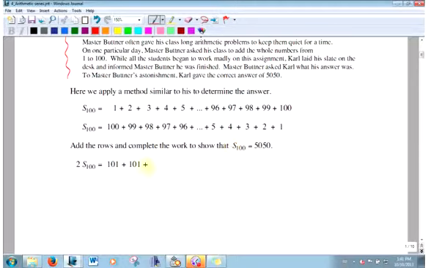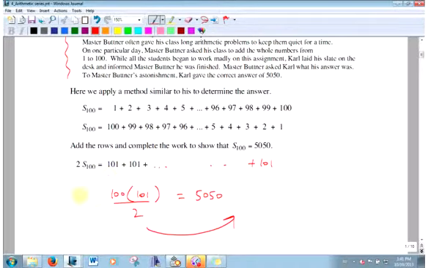Okay? Add the rows and complete to show this is 5,050. Well, I have 100 of these. Each one of these is 101. Okay? I doubled the numbers, so I just need to divide it by 2. And I end up with 5,050. Let's look at this a different way.